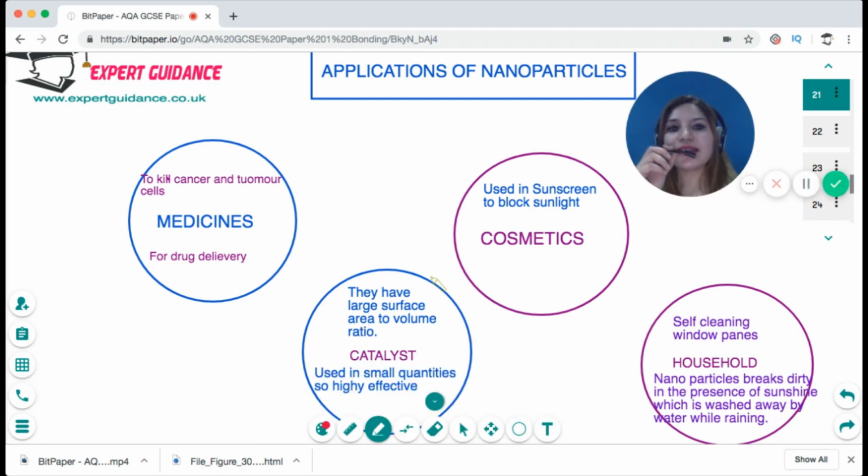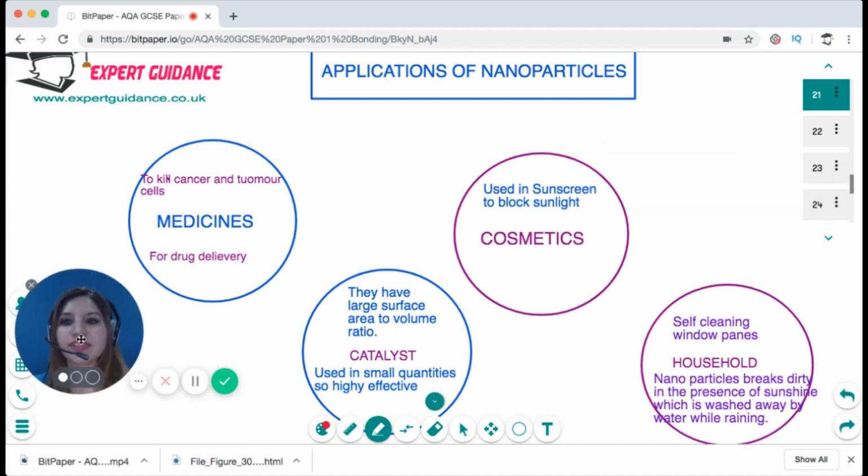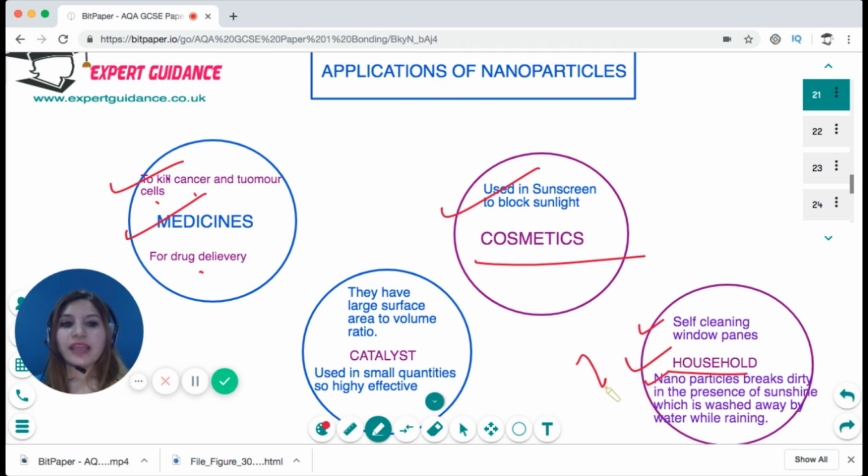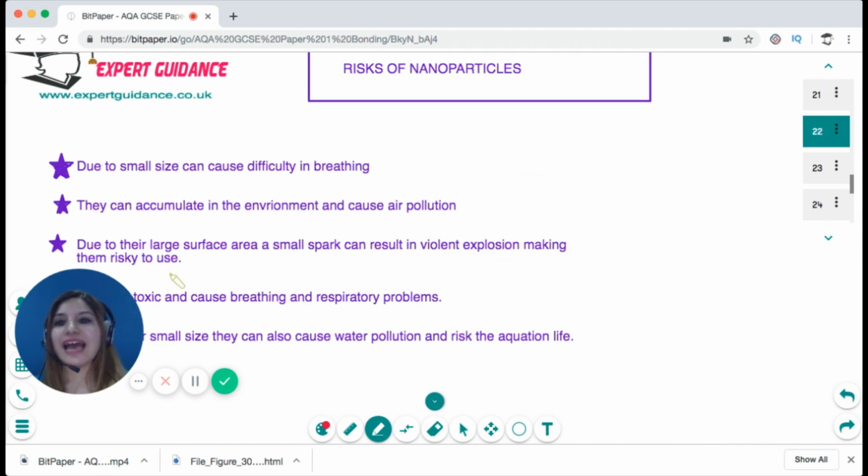So, as we have seen that nanoparticles have a high surface area to volume ratio, they have a variety of uses. They're used in medicines for drug delivery or to kill cancer and tumor cells. They're used in cosmetics, in sunscreen to block sunlight. They're used in households as self-cleaning window panes. The nanoparticles are coated with materials. When light falls on them, they carry out a reaction and break down the dirt, which is washed away by water while raining. And having a large surface area to volume ratio, they are used in small quantities, so they are very effective as a catalyst.